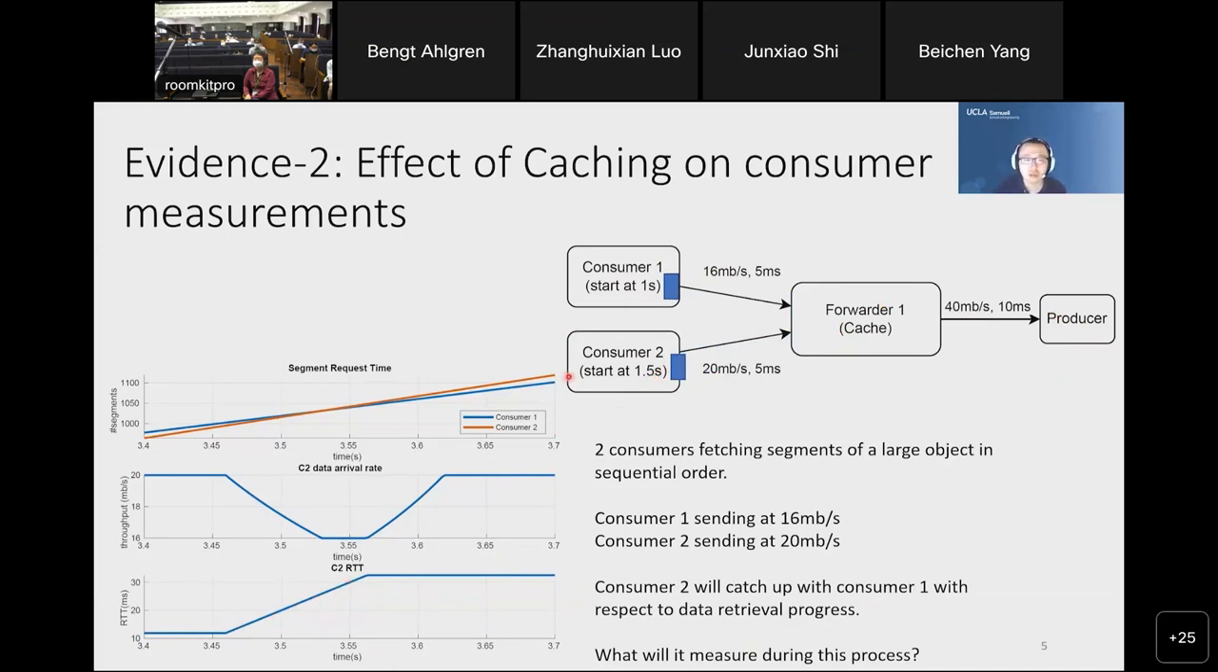Also, since consumer 2 during this process is essentially relying on data requested by consumer 1 getting multicasted, it also briefly sees the throughput of consumer one. And if we adopt the same interpretation of TCP/IP to look at this middle stage, we could also conclude there is a congestion, which is not exactly what happened. And based on those two experiments, we find the issue that it's hard for the end consumer in NDN to detect congestion reliably using local measurements. And we hope to address this issue in this work.